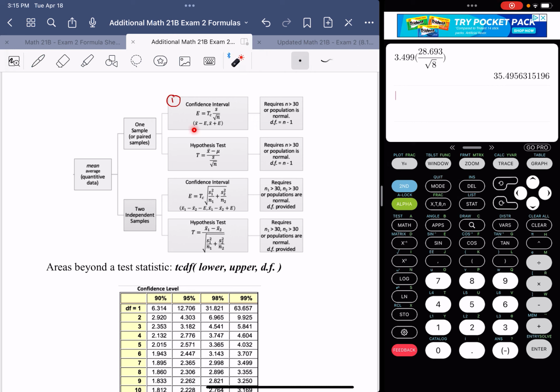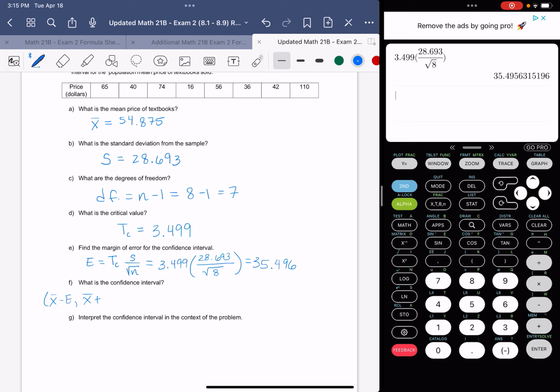The lower bound is x bar, or the mean, minus e, comma, x bar plus e. So it's restated here for you in case you need it as a reference. We know both of those values, so substitute them in. X bar, we said, was 54.875 minus 35.496, comma, 54.875 plus 35.496. And you just enter them separately into your calculators.